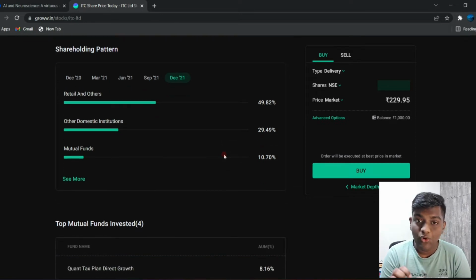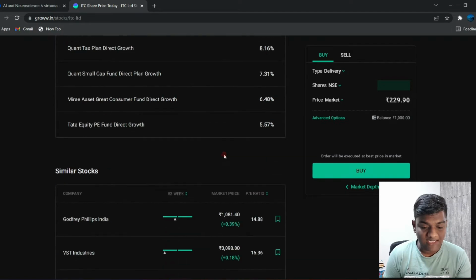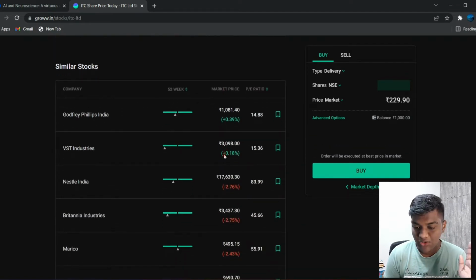Retail and others hold the majority, 50%, and mutual funds have 10%. So the top mutual funds which have invested in this, you could also have a look at this, and it shows similar stocks which we don't need.